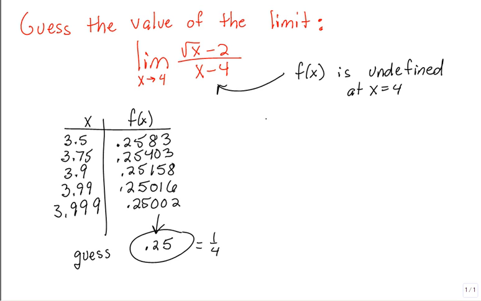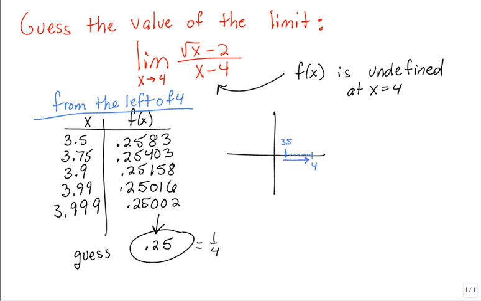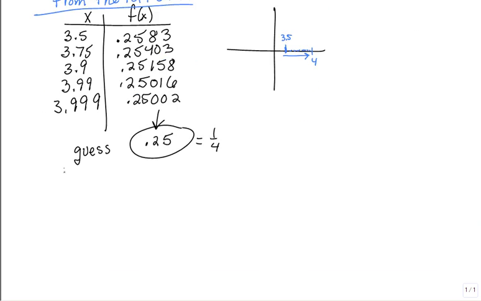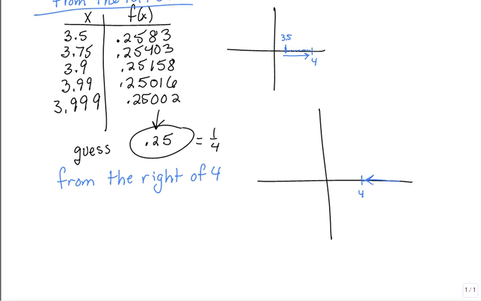Okay, but here's the problem. When you're doing the graph and we're guessing these values, here's 4. We're coming in from the left. We're starting at 3.5 and getting closer and closer to 4. So we're approaching 4, but we're never going to get to 4 because it's undefined at 4. So we can't get to 4, but we can get as close as we want to 4. So we're coming in this way from the left of 4. We also have to come in from the right of 4. Okay, so let me draw this. Here's 4. We have to come in from the right, and the x is approaching that.